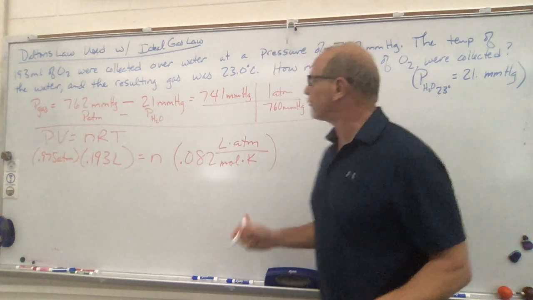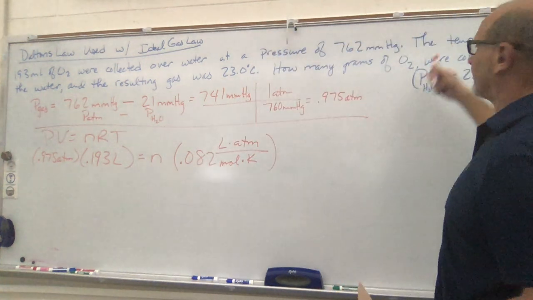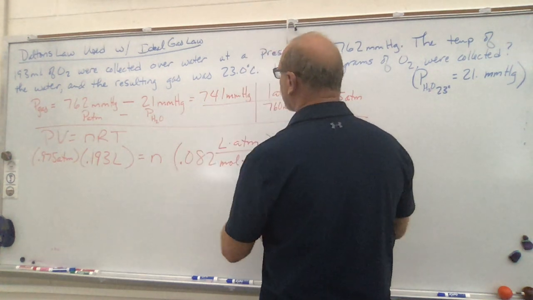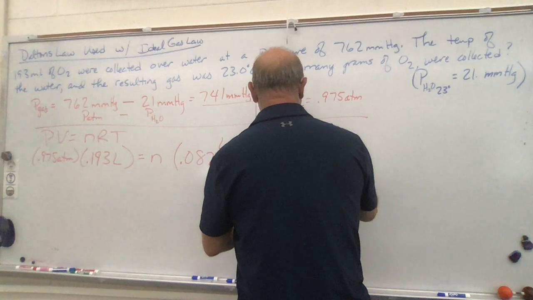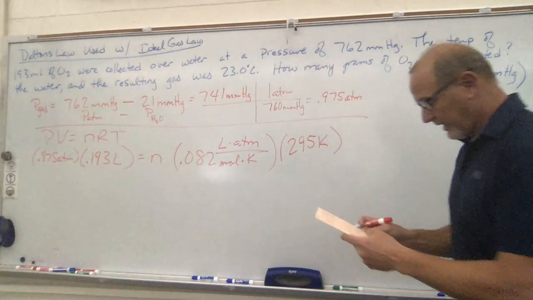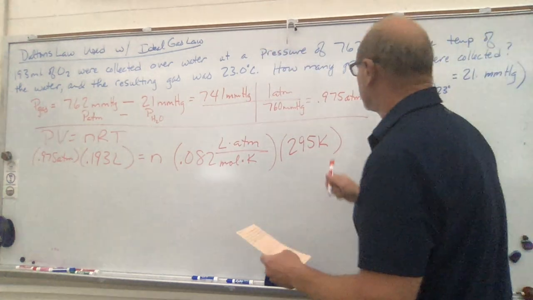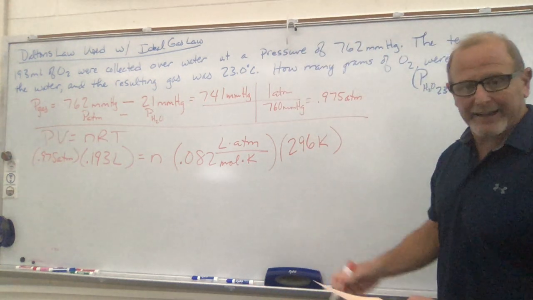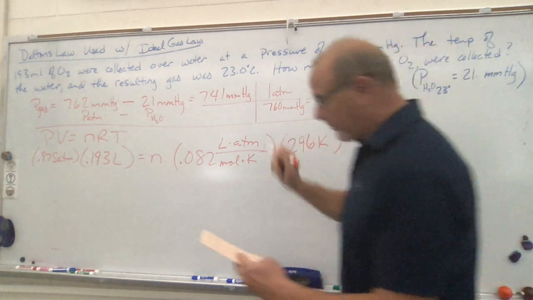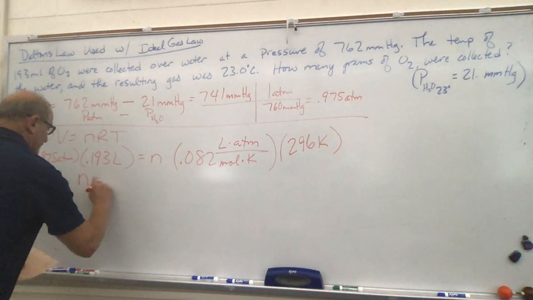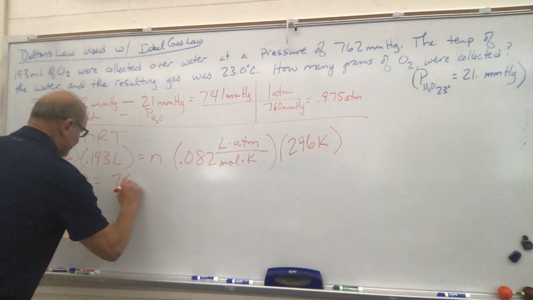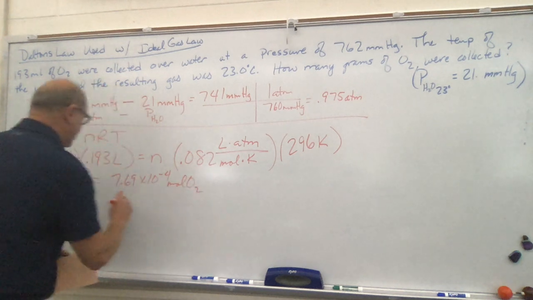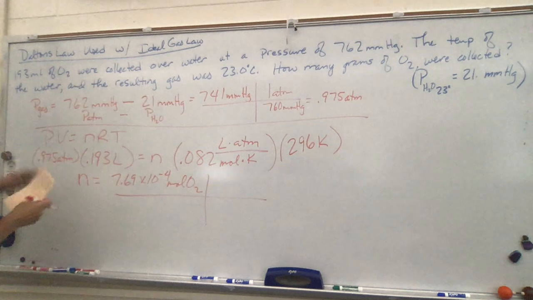That's why my temperature coming up here is going to be in kelvins. The temperature was 23 degrees. 23 plus 273 is, sorry, that's 296 Kelvin. If I take that, solve this for n, I'm going to end up getting the moles of oxygen gas. And in this case, it's a pretty small number, 7.69 times 10 to the negative 4th moles of O2. That's the second part of the problem.